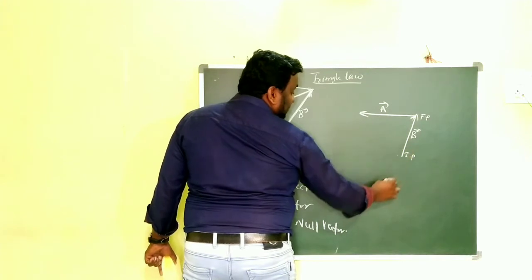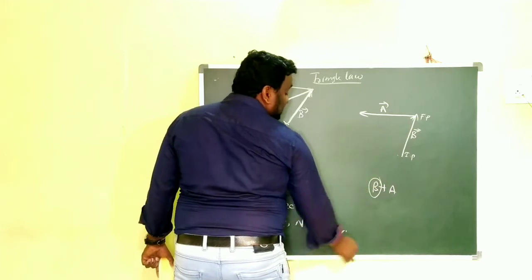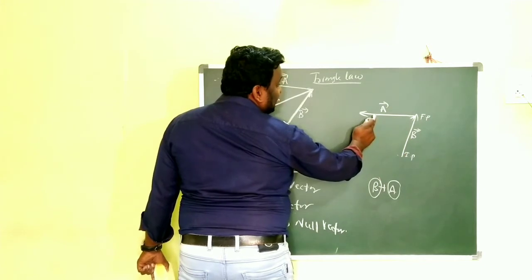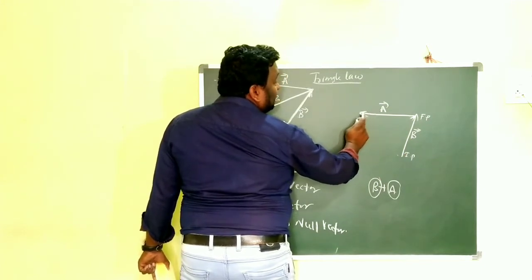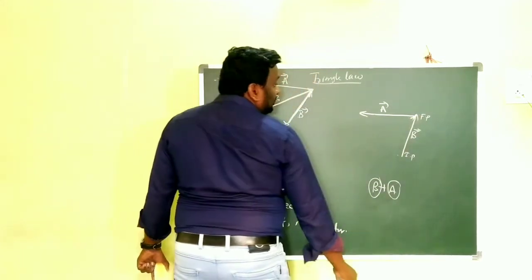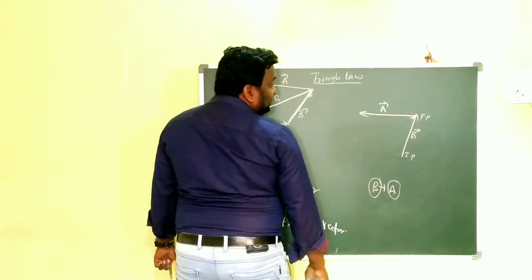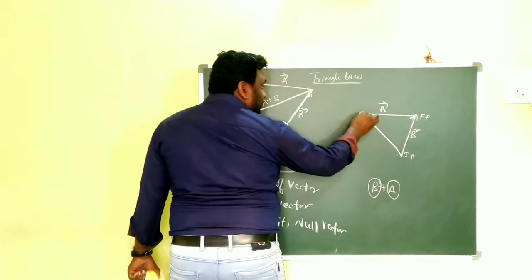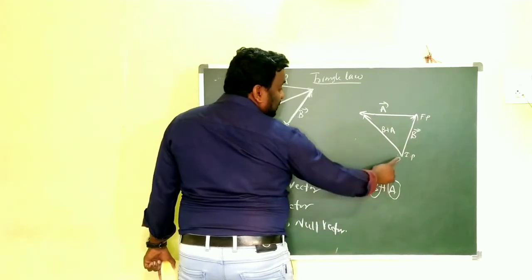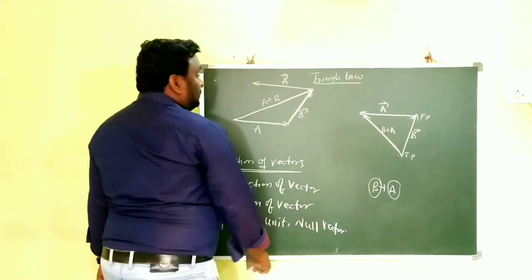Now in this case I am going to explain B plus A. In this case B is the first vector and A is the second vector. The initial point of the second vector should be joined at this point. That means the initial point of the second is given to the final point of the first one. And now, children, this is B plus A. From the initial point of the first to the final point of the second, we will join like this, B plus A. Clear?